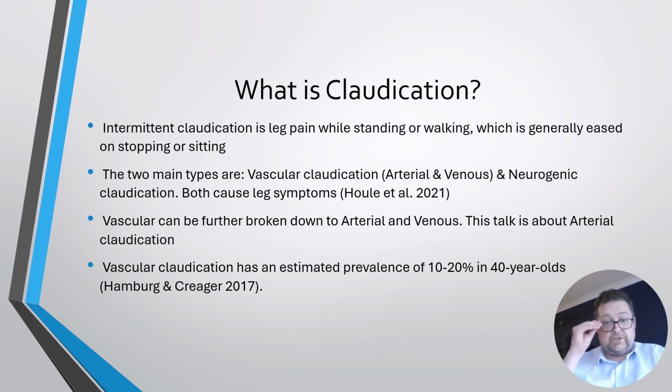So, what is claudication? Essentially, intermittent claudication is leg pain which is worse with activity and eases with rest, sitting. There are two main types, obviously vascular and neurogenic. Although vascular can be further subdivided into arterial and venous claudication, we are today focusing on arterial claudication versus neurogenic claudication to try and explain patients' symptoms.